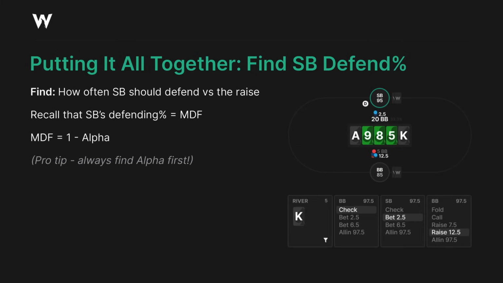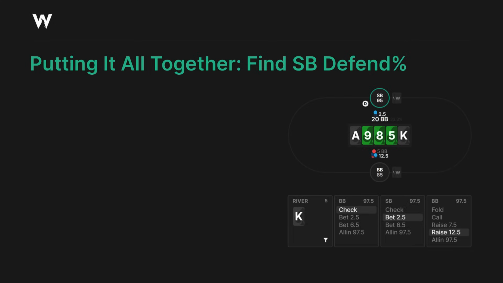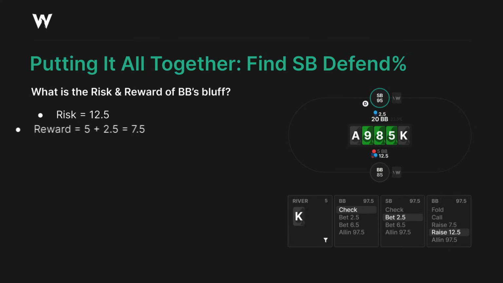I want you to think about what we're actually asking here. We're saying, hey, big blind might be over bluffing. How often does small blind need to defend to prevent them from profitably doing that? So we rephrase the question, what's the risk reward of big blind's bluff? They're risking 12.5. This is what they stand to lose if they bluff unsuccessfully. And the reward is the pot plus small blind's bet of 2.5. This is what they stand to gain if they bluff successfully.